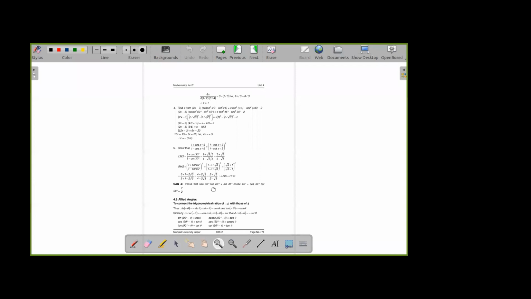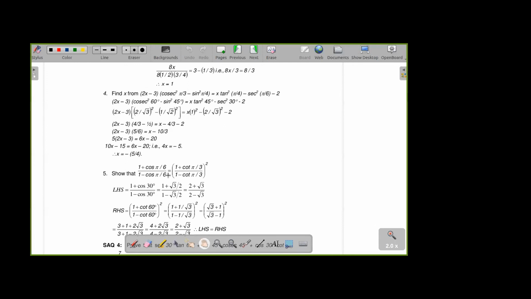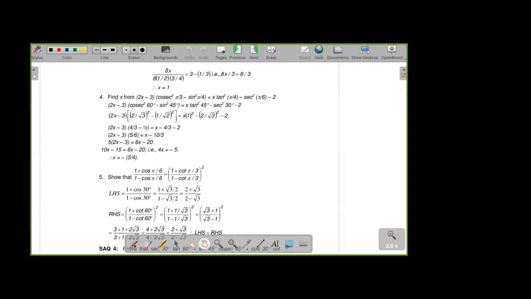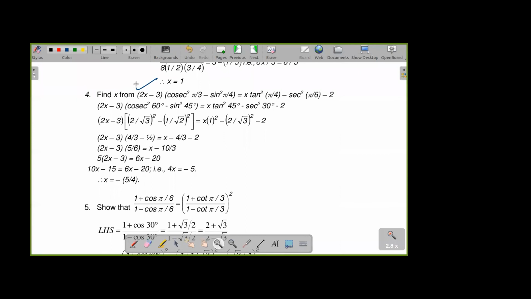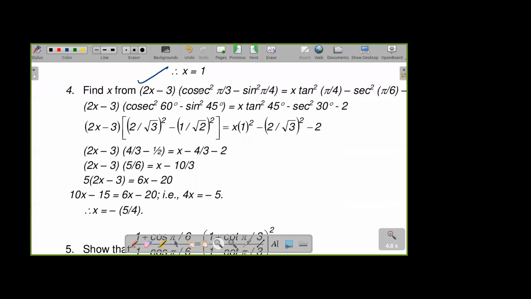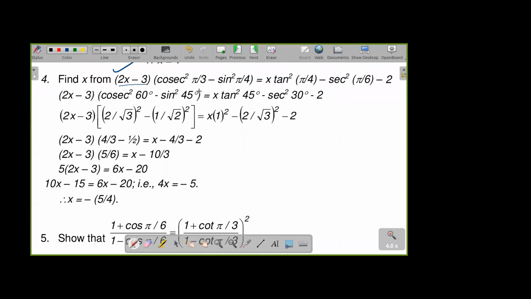Okay, find x from this. I'm not doing this, I'm just explaining how it's solved. Okay, 2x minus 3 cosec square. First thing what is done here, you can see every pi is replaced with the 180. So 180 by 3 is 60 degree here, 180 by 4 is 45 degree, and so on. So first line was very simple, just replace pi with 180.